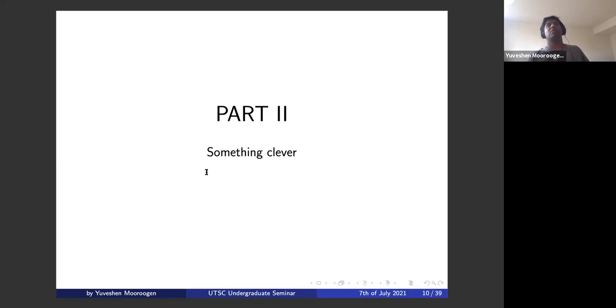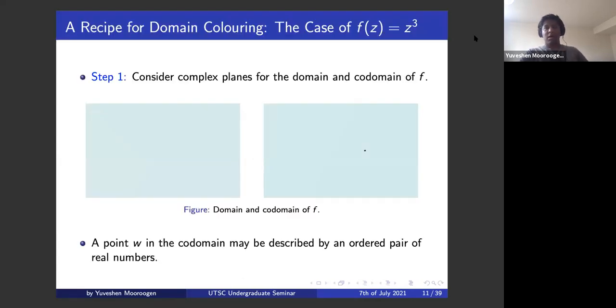So I promised you in the slide about functions of the complex numbers that I was going to be doing something clever to get around the problem of needing 4 dimensions. So here's something clever. I want to construct the domain coloring, kind of in detail, for the function that takes z to z cubed. It's a very easy function to picture, as you're going to see, which is why I picked it out.